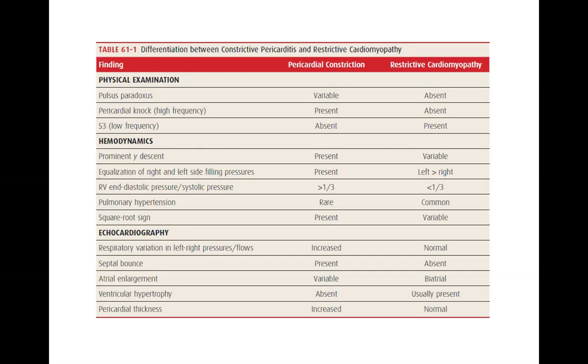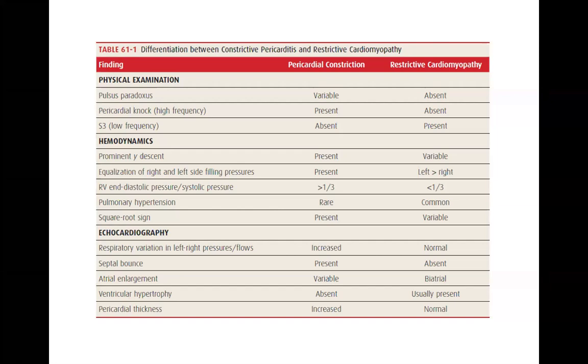This is very important again. You have to look at the RV diastolic pressure and take the ratio to the systolic pressure. If the RV diastolic to systolic pressure ratio is more than 1/3, this is in favor of pericardial constriction. However, if the ratio is lower than 1/3, this goes more with restrictive cardiomyopathy. Pulmonary hypertension usually does not present with constriction, but it's a common feature of restrictive cardiomyopathy. And the square root sign, as we said, is pathognomonic for pericardial constriction.